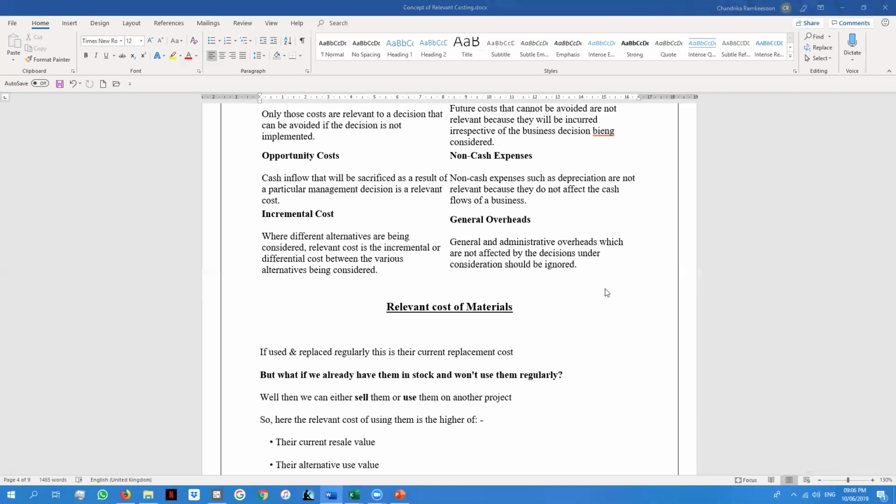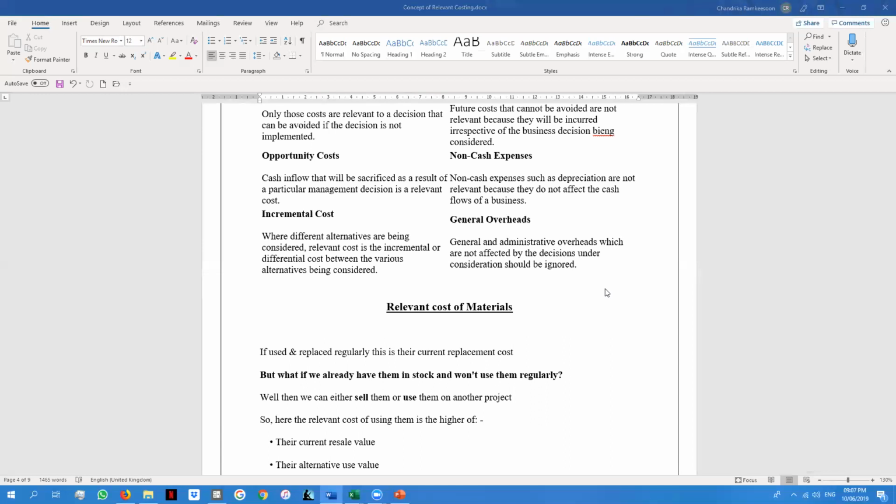Every time you use some, you have to replace it and buy some more because it is used in your normal production right now. This special order would also need to use some of those materials. Now, if you need to take some of the materials out of your stores department and put them to the special order, clearly you're going to have to replace the materials, because remember the materials are continuously used in what you do right now. So in that case, the relevant cost of the materials to be charged to the special order will be the replacement cost of the materials.